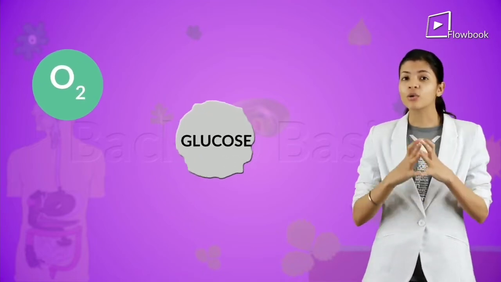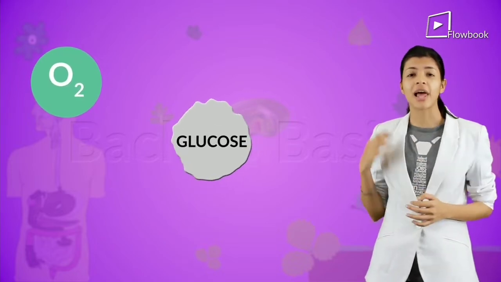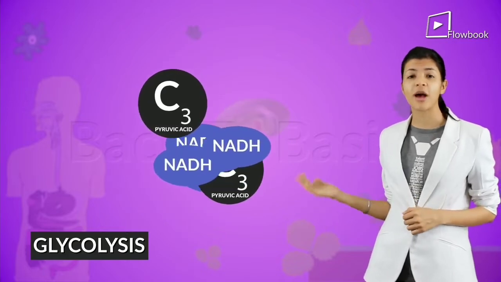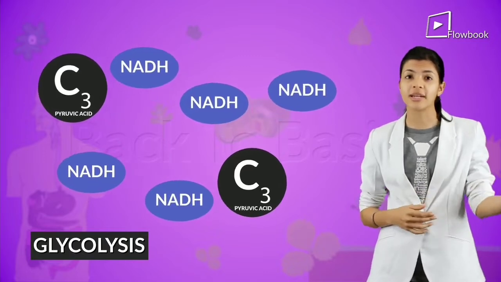So let's learn how ATP is made in the first place. The most important thing in cellular respiration is the part of oxygen and glucose. Glucose is broken down in 3 different steps. The first step is called glycolysis. Here, glucose is converted into 6 carbon atoms or pyruvic acids and NADH, which helps in the production of more ATP molecules. Oxygen is important for the overall process of cellular respiration, but that does not mean that it's important for each and every step.